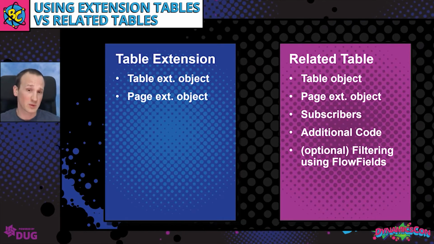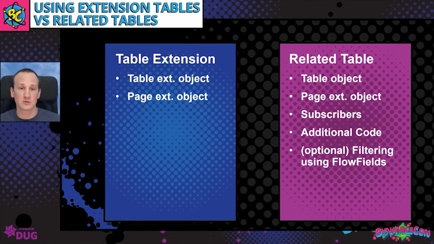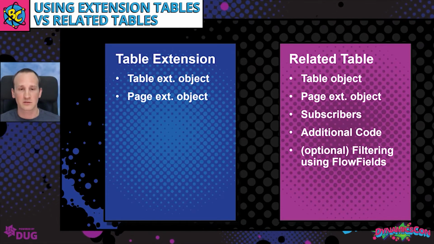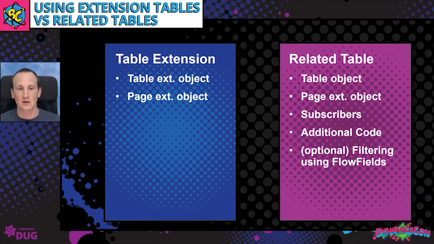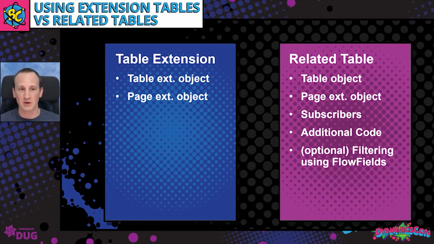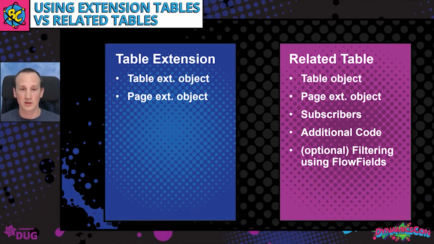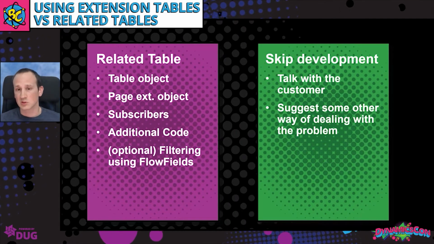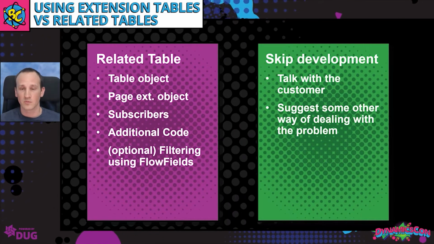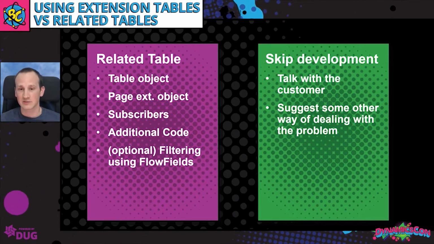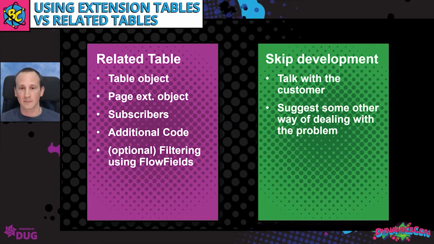So for that purpose, we do need a bit more to do, like creating a table object, page extension object, additional subscribers, additional code. And if we want to achieve the filtering in the same manner, we would need to create a flow field. And also there is always the option to do nothing or skip the development in total. Sometimes there is a better way to achieve the same goal and skip creating a field.